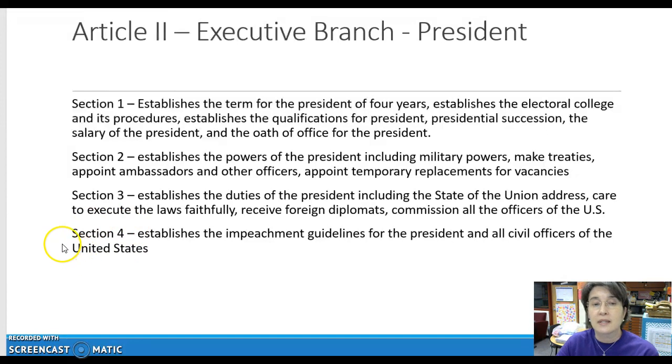In Section 4, this establishes the impeachment guidelines for the president and all civil officers of the United States. Remember that it's the House of Representatives that can bring those impeachment charges. It's the United States Senate that would actually try those impeachment charges.